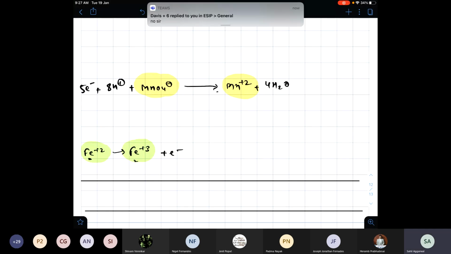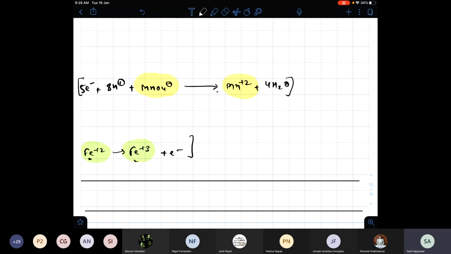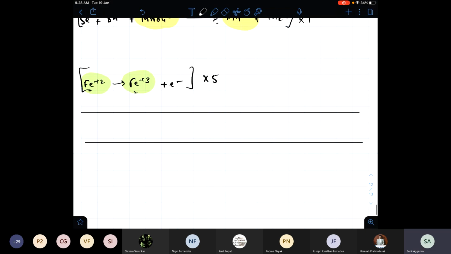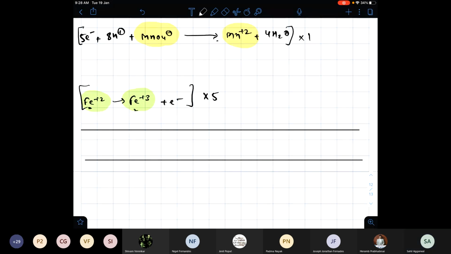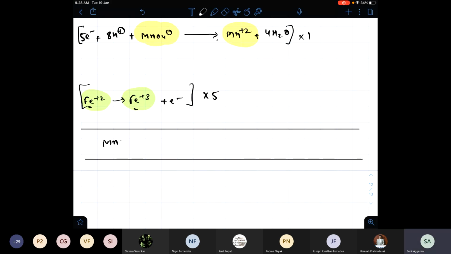Now we have to balance the two equations. Make the number of electrons same. When number of electrons are same, they get cancelled out. And the main equation becomes this.